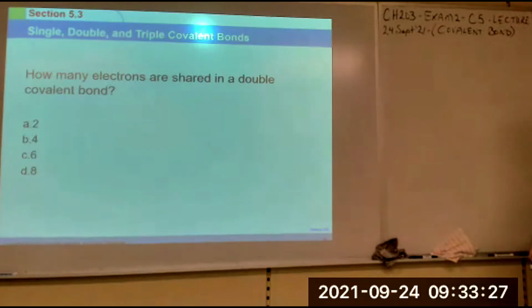How many electrons are shared in a double bond? Right, 4. 2 times 2 is 4. It is in my universe.